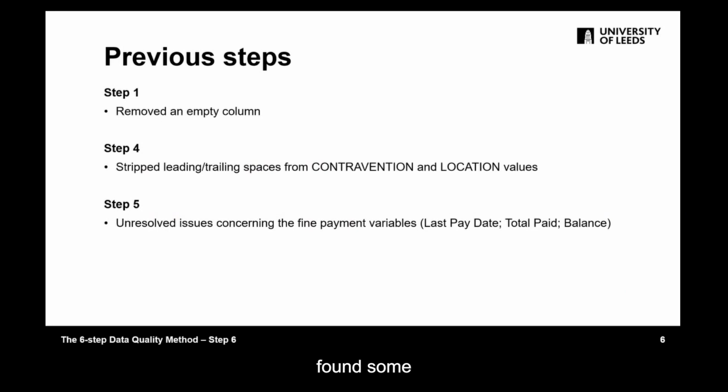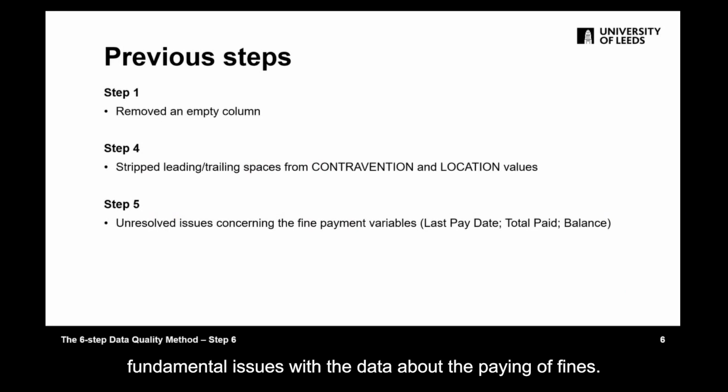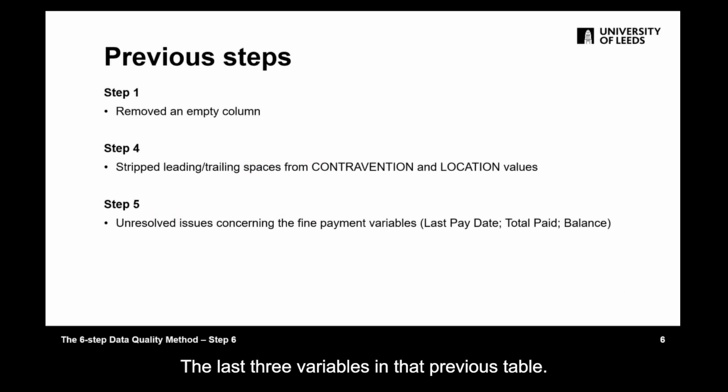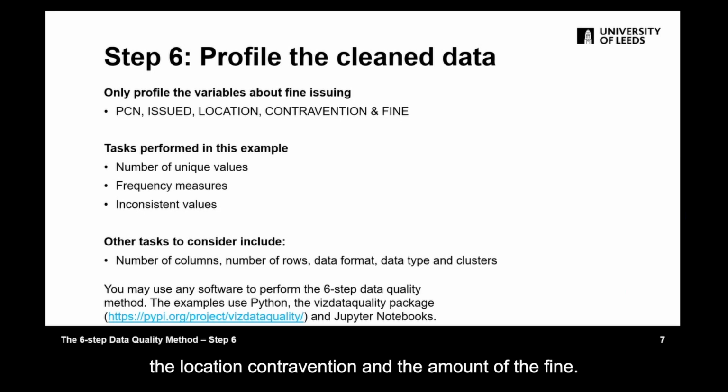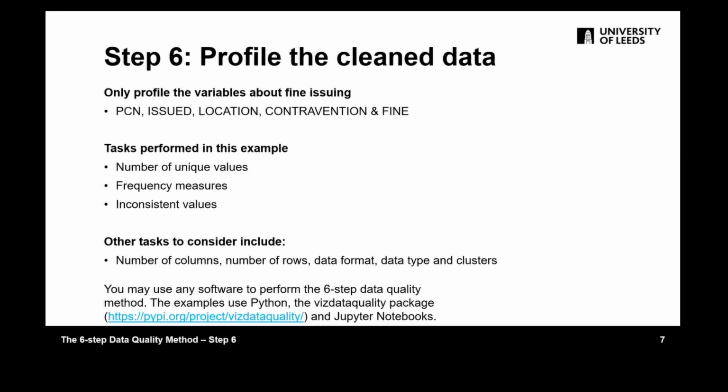But we also found some pretty fundamental issues with the data about the paying of fines, the last 3 variables in that previous table. Therefore, in this step, we're only going to profile the variables that are about the issuing of fines. So that's the PCN identifier, the date issued, the location, contravention, and the amount of the fine. We'll be covering 3 tasks: unique values, frequency measures, and inconsistent values.